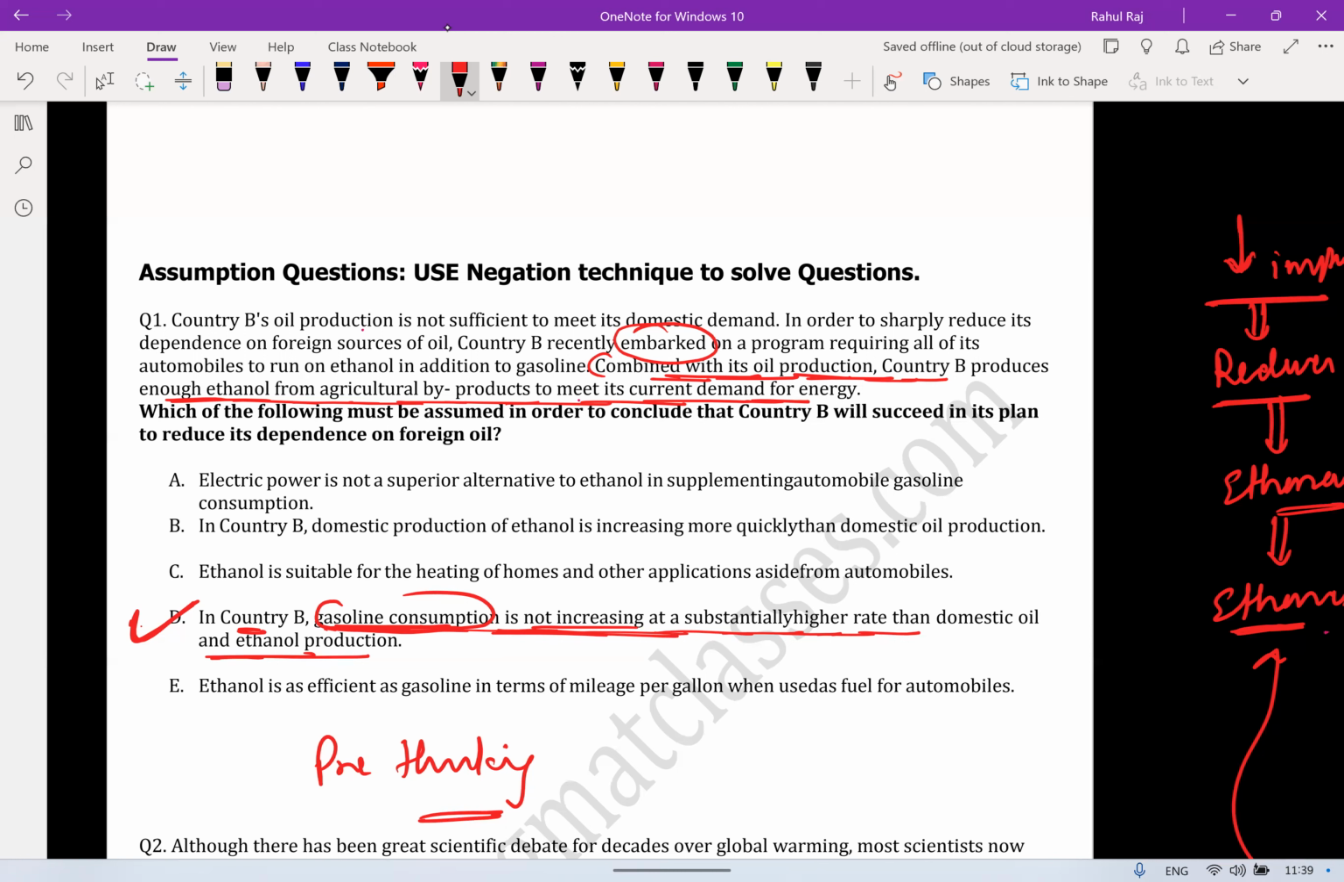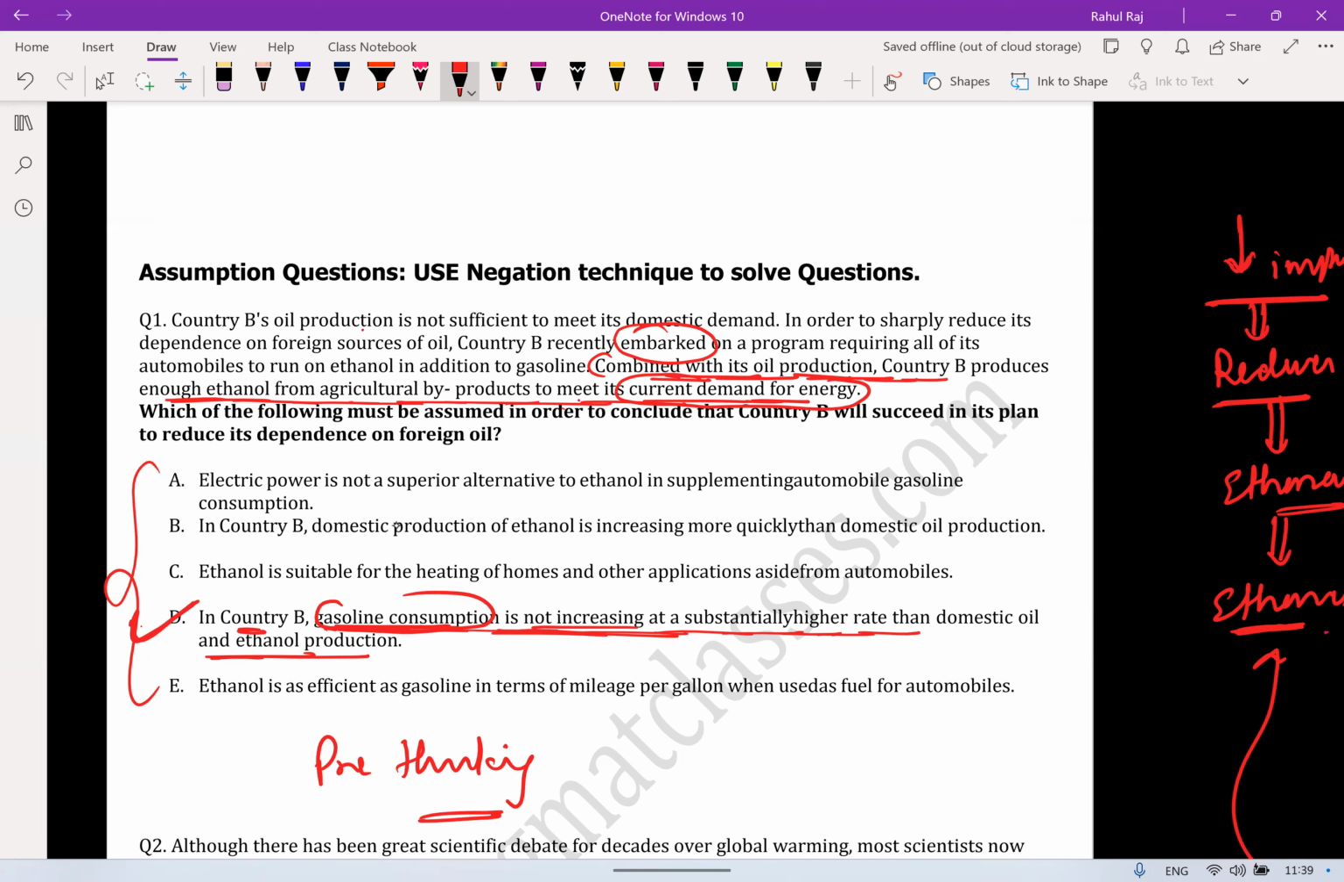Got it. And Rahul, just one more question. In terms of the domestic demand over here, they are only trying to say something about automobiles. So should we consider nothing else while approaching? Nowhere is anything else considered. Because when they say combined with its oil, country B can produce enough ethanol from agricultural crops to meet its current demand for energy. Demand for energy could be anything. But consider automobiles only. How does it matter?